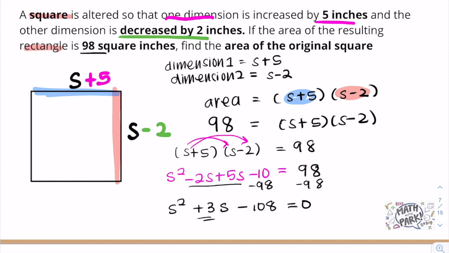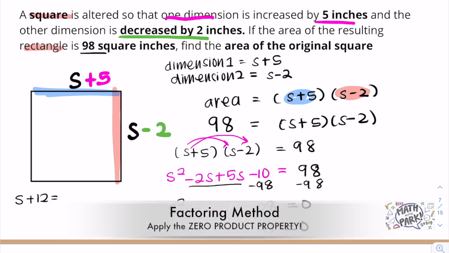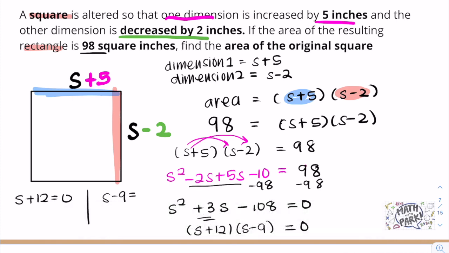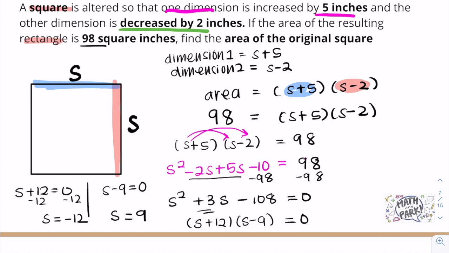So from our X method, we know now that the equation is S plus 12 times S minus 9 equals 0. Now we want to find the value for S. So S plus 12 equals 0, S minus 9 equals 0. Minus 12 on each side, S can equal negative 12, and S can equal 9. Now from our original equation, when we're looking at the square, we see that S is the side length. So now the question that you have to ask yourself is, can the side length be negative 12? Or can the side length be 9?